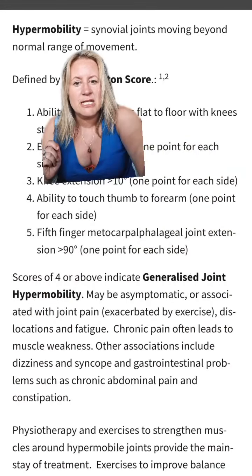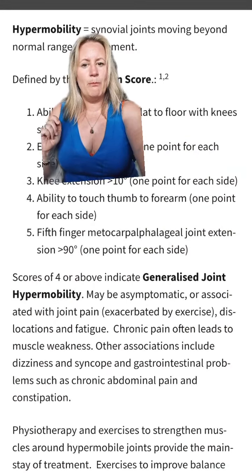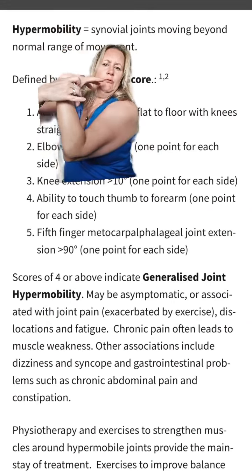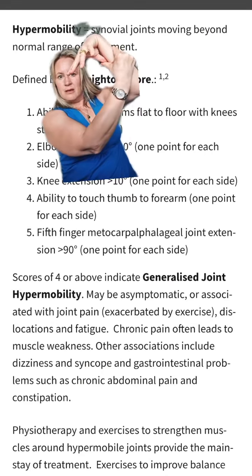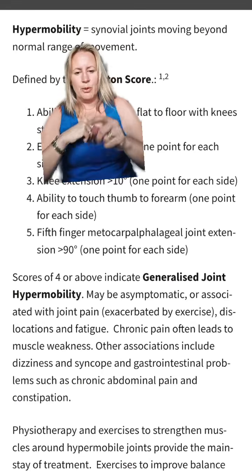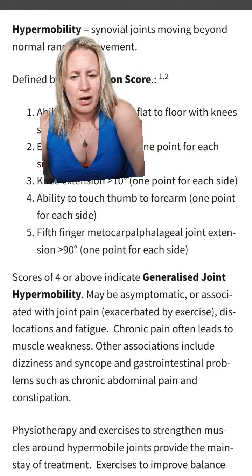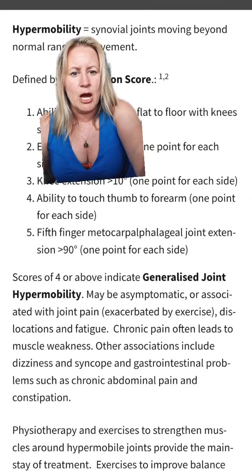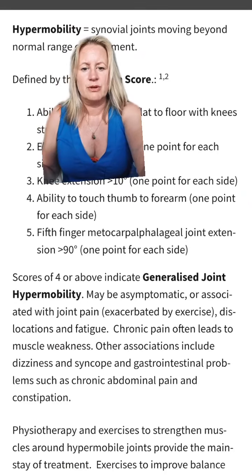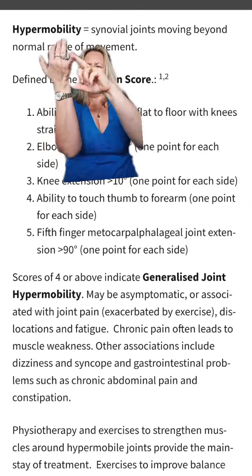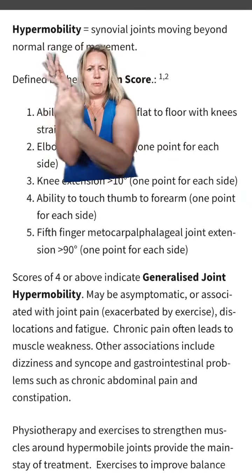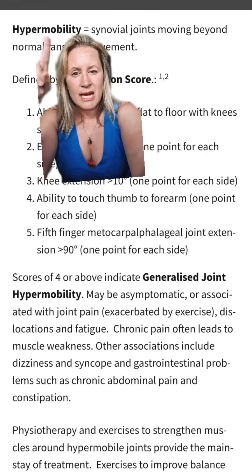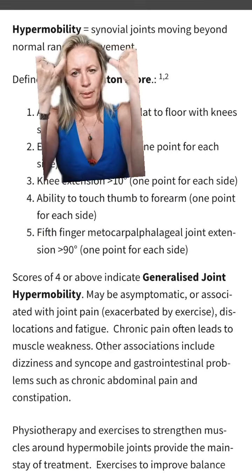Number 4, the ability to touch thumb to forearm, 1 point for each side. So like this. I've always been able to do this. I can do it on both sides, so that is a point per hand. And the 5th one is regarding the pinky finger. 5th finger, metacarpophalangeal joint extension to 90 degrees, 1 point for each side, which looks like this, bending this back beyond certain degrees. And again, that is 1 point per pinky.